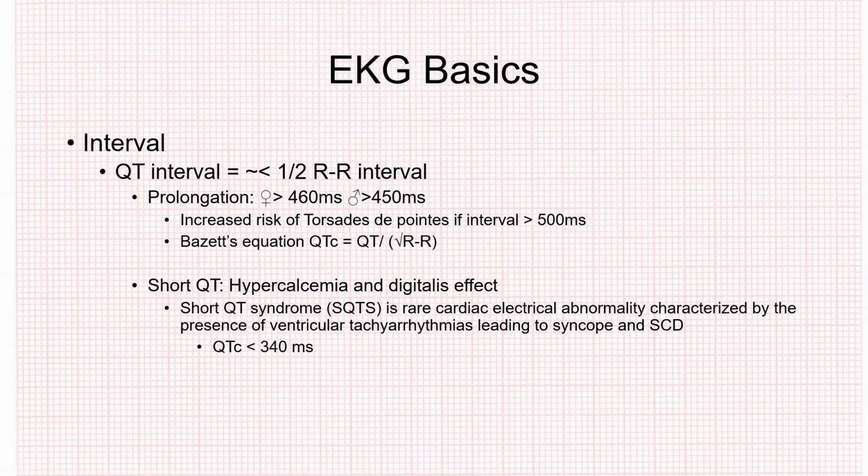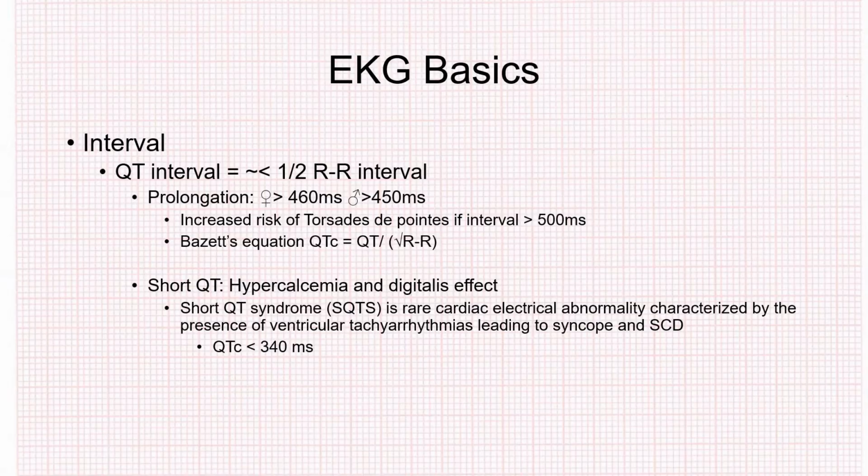QT interval is naturally corrected for rate. So there's a formula, Bazett's equation, which is the QTC equals the QT divided by the square root of the R to R interval. This isn't something you're going to need to calculate. EKGs do this for you. So when you look at an EKG readout, it will have a QT interval and then a slash QTC for the corrected one, because it did the math for you. No one's going to expect you to do square roots in your head.